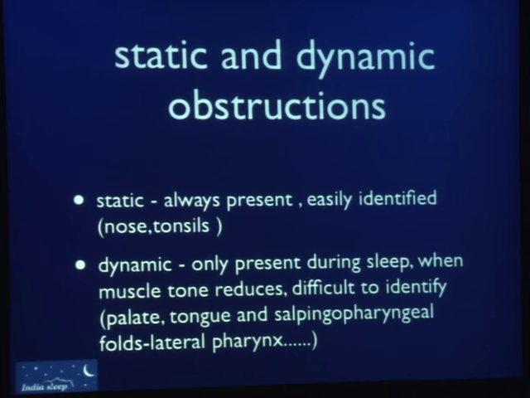What is important is that obstructions are of two types, static and dynamic. This is a very, very important concept, because static ones you can easily identify: nose, huge tonsils, bad deviated septum, turbinate. Seema has already spoken beautifully that every person has to get operated in the nose if it is contributing.